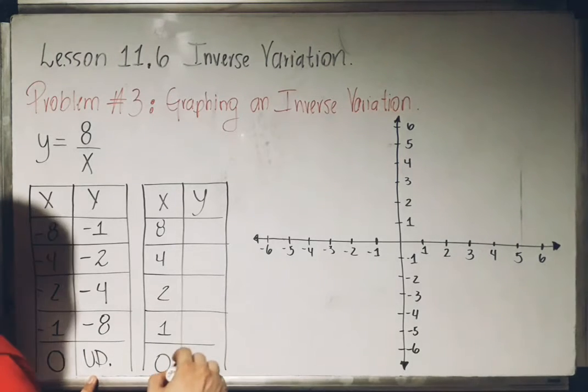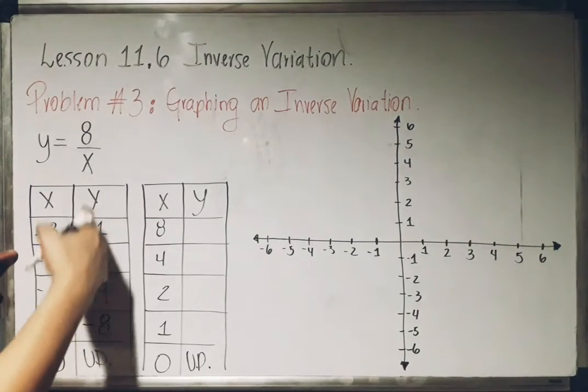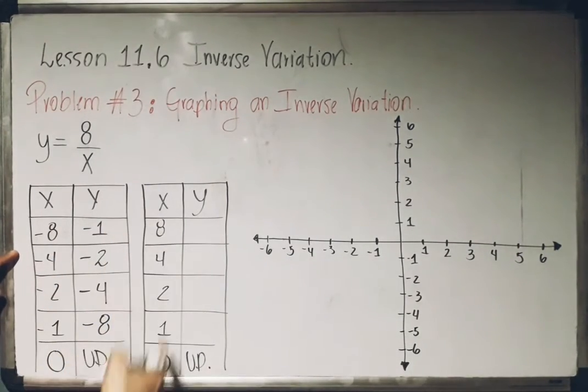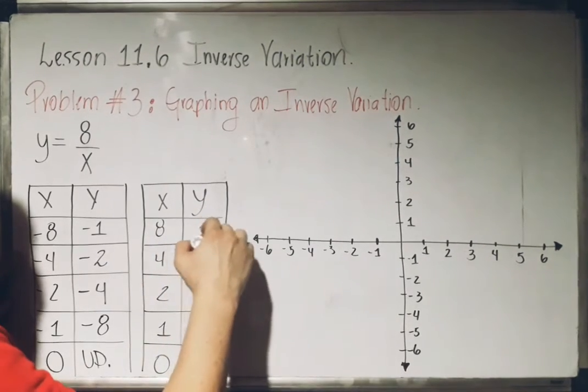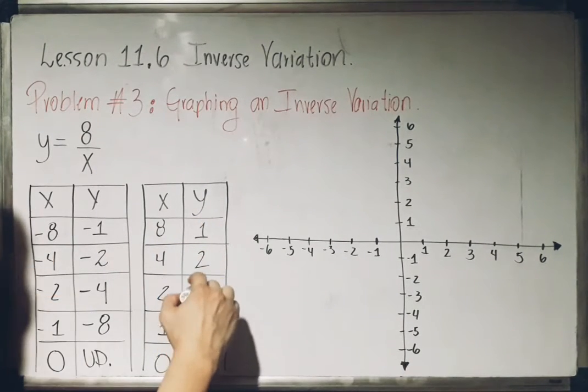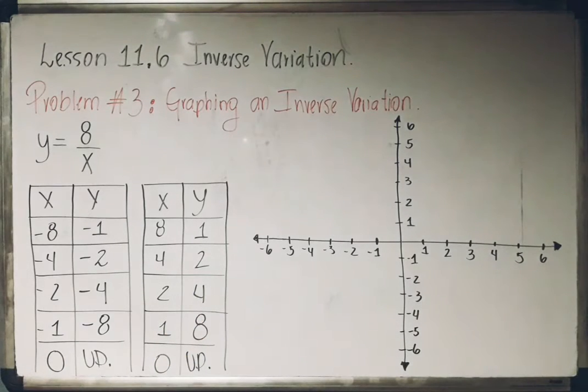It's going to be the same here, undefined. And the values are going to be the same, just positive. The values of y are going to be positive on that side: 1, 2, 4, and 8. Having that, you can do the graph.